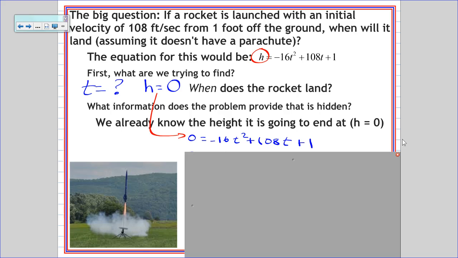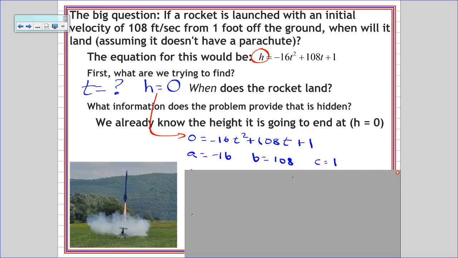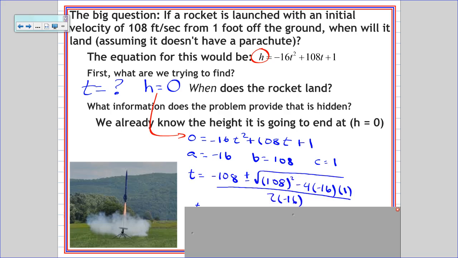And as I'm looking at this, I'm thinking I'm going to use the quadratic formula. And my reason for that is because it looks like I have nasty numbers. They're very big, and I'm probably going to end up employing a calculator. If I'm going to end up employing a calculator, I think I'll probably use the quadratic formula. So my a is negative 16. Remember, that came from gravity. My b is 108, and my c is 1. I'm going to plug that into the quadratic formula. So opposite of b plus or minus the square root of b squared minus 4ac all over 2a.